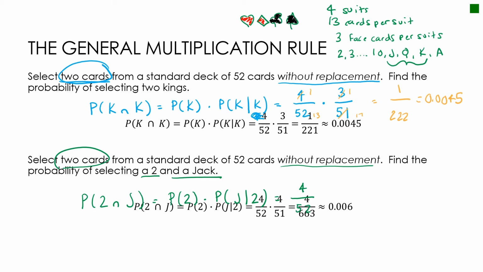And the probability of a jack is that there are still 4 jacks in the deck. I didn't take out any jacks this time. I only took out a 2. But there are still only 51 cards because I took out one of the 2s. So again, I can reduce a little bit first before I multiply if I want to. And then I would multiply and get 4 out of 663. And that gives me 0.006 as my solution.